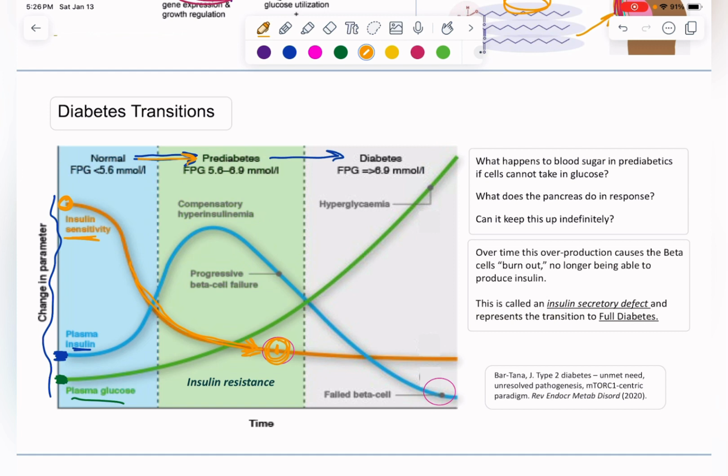Now, what variable is going to change next as a result of that? Your insulin sensitivity goes down. What variable is going to change as a direct result of that? Well, if your cells aren't able to respond to insulin, they're not able to take up glucose from the blood, then your plasma glucose is going to go up. And this is the hyperglycemia that we associate with prediabetes.